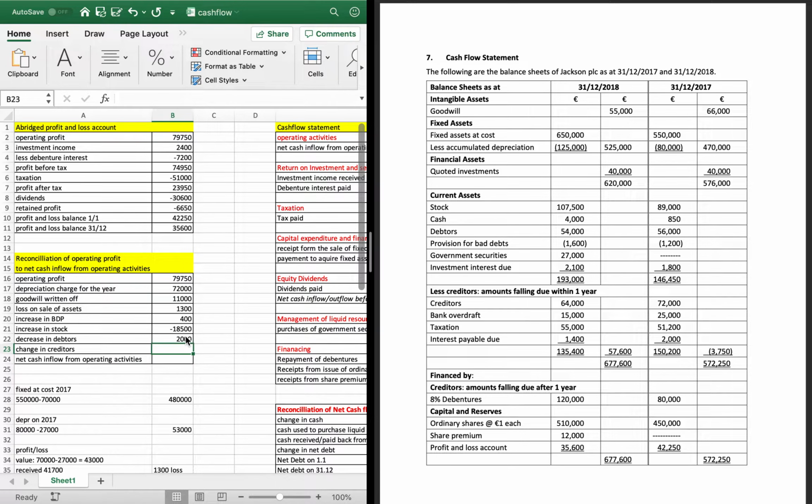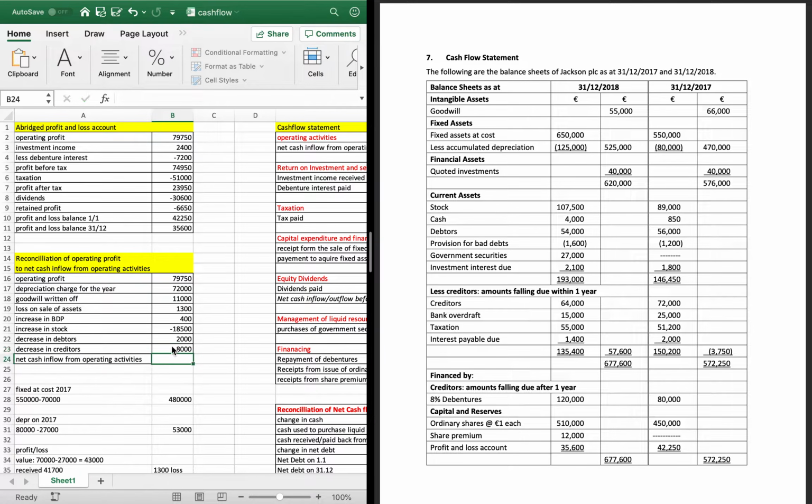Creditors is our last one. And creditors, you look at the same process. Creditors are people we owe money to. So if at the start of the year we owed 72,000 and at the end of the year we owe 64,000, well, that means we've paid off €8,000 to our creditors. So a fall in creditors leads to a fall in cash. So our creditors going down is the opposite to our debtors going down. Debtors going down means we've received money. Our creditors going down means we've paid off money.